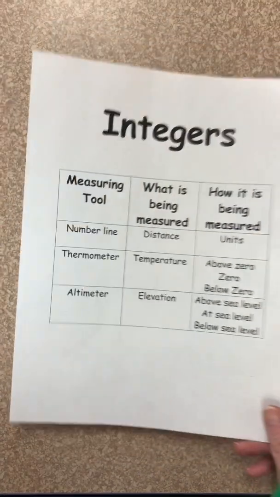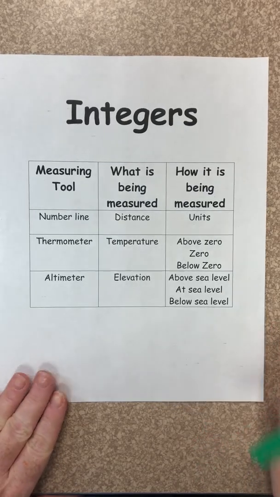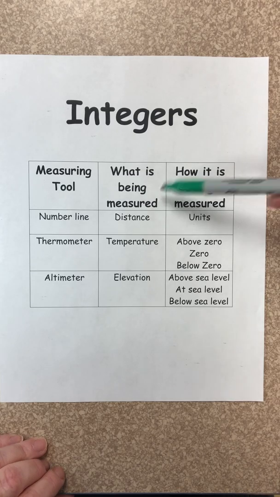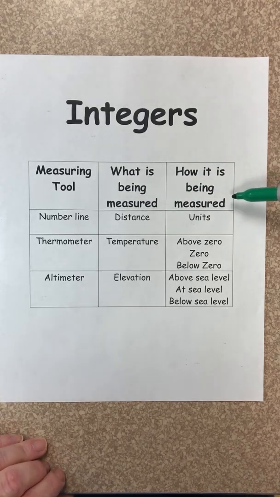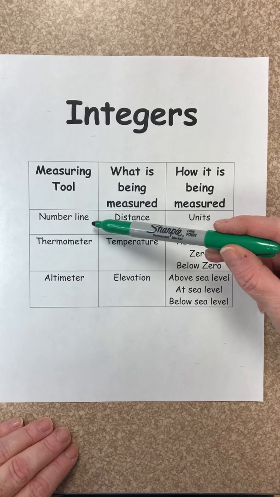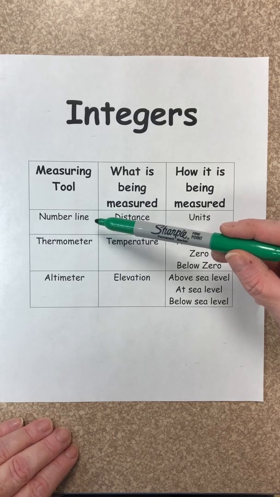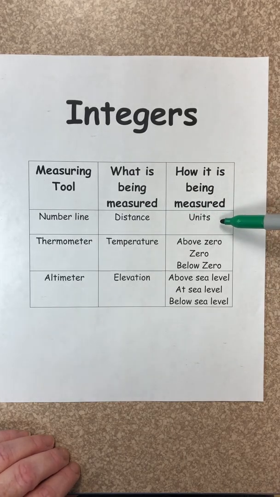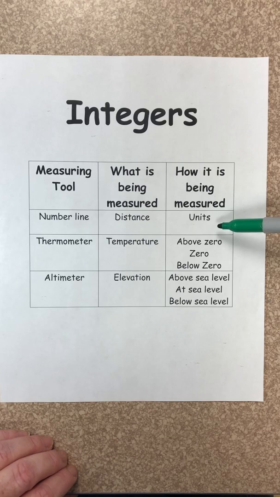Now let's look at a table that might help us out. This table is talking about the measuring tool, what is being measured with that tool, and how it is being measured. So first we're going to look at a number line. Number lines are horizontal most of the time. They measure distance, and we call those units. And later on, we might call those inches, feet, yards, miles, or centimeters, meters, kilometers. But right now, we're just going to stick with the word units.